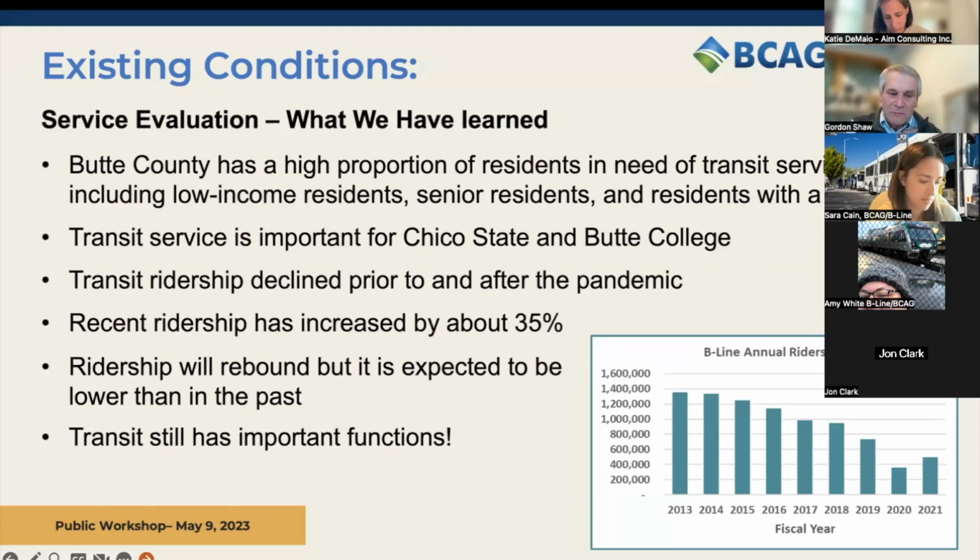But there's some good news. Over the last 2 years or so, the ridership has increased by about 35% from the lows. But I think we have to be realistic to say that there are changes in society, things like people working from home, changes in programs and so on. So we're not really expecting to get back to that almost 1.4 million riders a year for a very long time. But transit still has important functions. It's very important for many people in the community, and it needs to be supported. So let's go off to the next one.